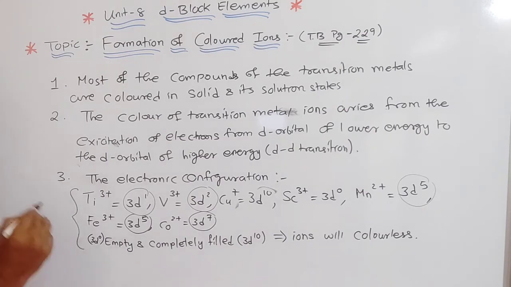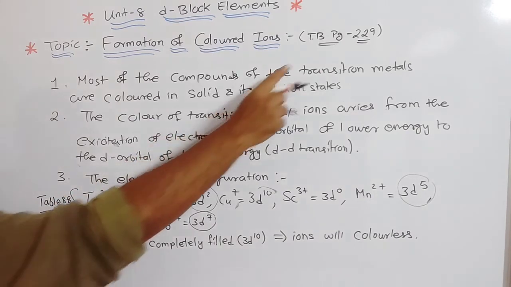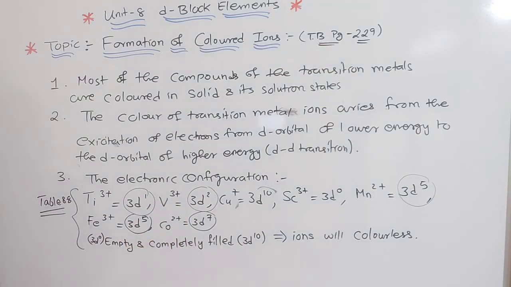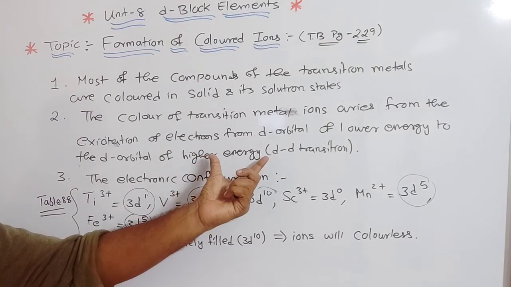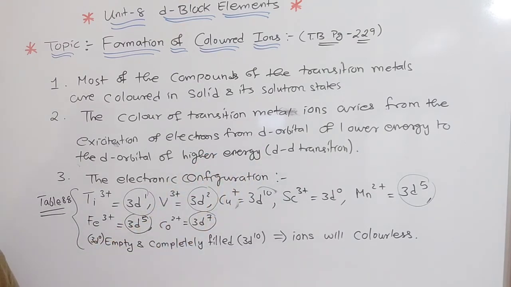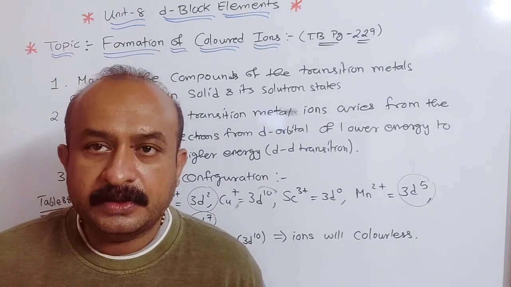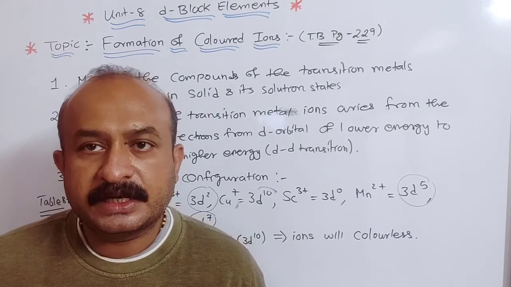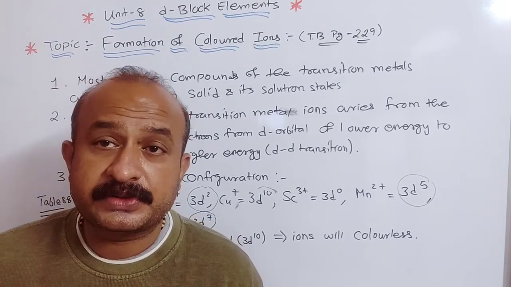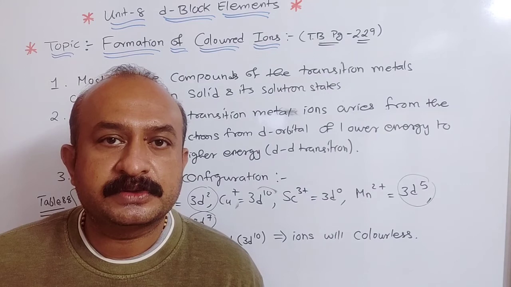You can see this in table 8.8 on page number 229. Now this imparting of color, why they are colored, the reason is d-d transition. Understood? The reasons regarding ligands and all, I will explain in more detail when we cover the formation of colored ions in unit 9, d-block elements, complex compounds. There I will be discussing this.